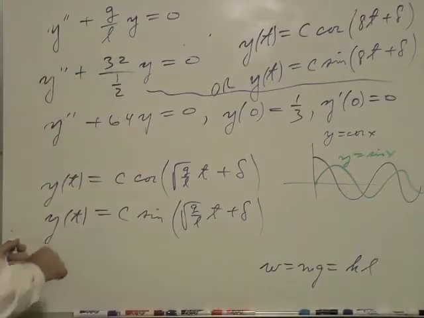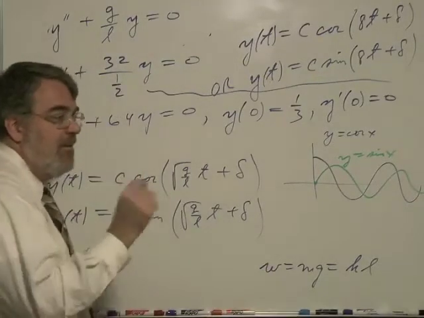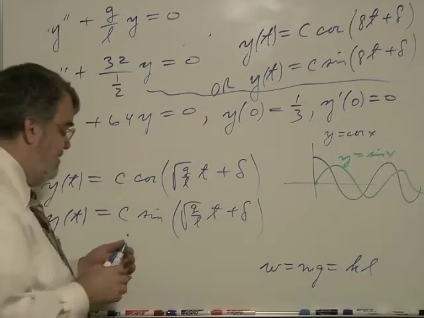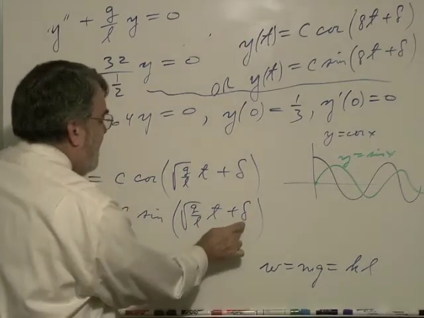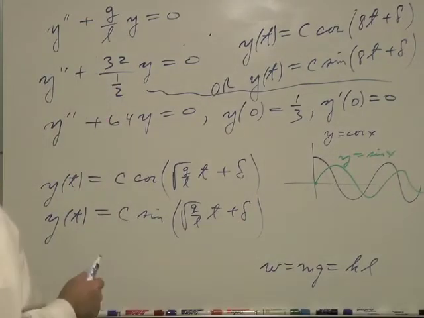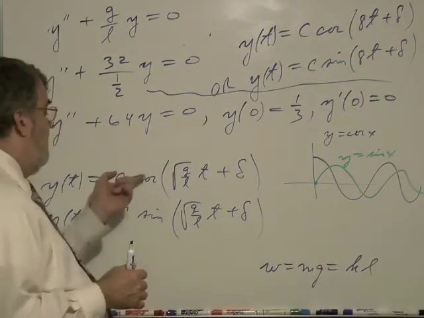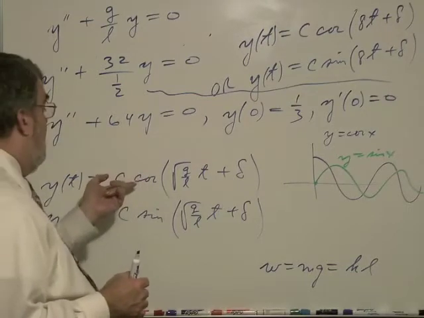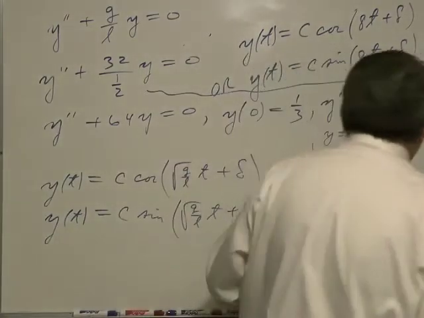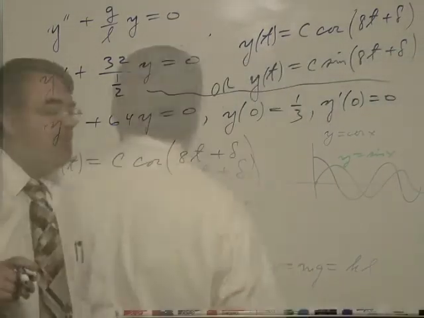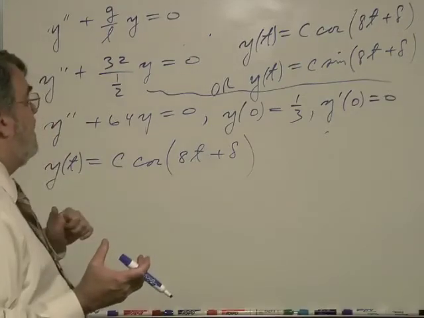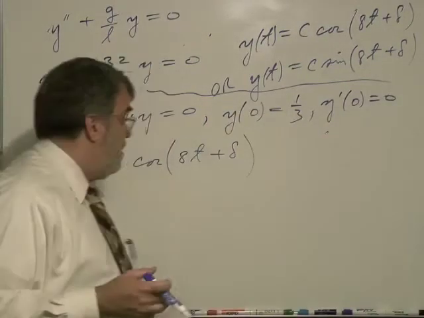So I might make a note here. For initial position at 0, you're going to be better off using sine. I think it's going to simplify this issue with the phase angle. If your initial position is non-zero, then you want to start off with cosine. So let's see if that worked out nicely here. One more time, I chose cosine because my initial position was non-zero.